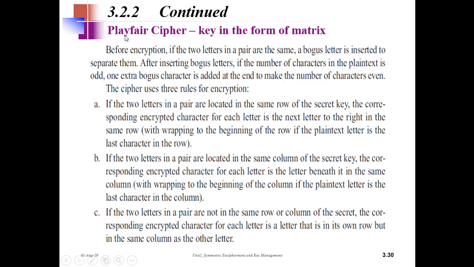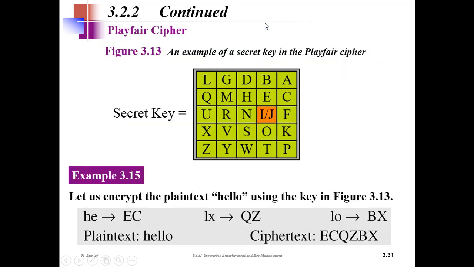So then we have a Playfair cipher. It is a very nice cipher because it uses the key in the form of a matrix. So we had just numbers, but here it uses the key in the form of a matrix. Okay. So this is the example of a secret key in the Playfair cipher. So this can be any way which we want.